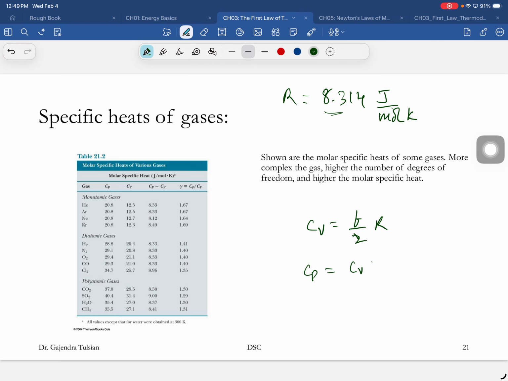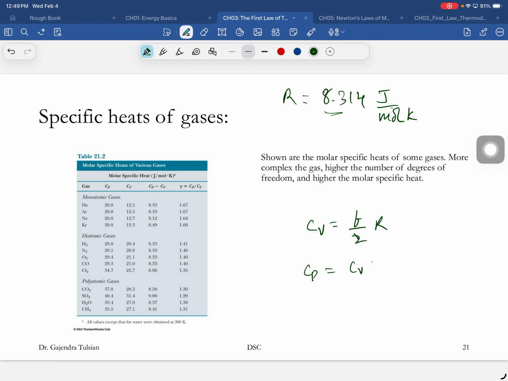What does this mean? This means if you took the gas and tried to heat it at constant volume, let's say you took 1 mole of gas and tried to raise its temperature by 1 degree Kelvin, at these temperatures all you need is 3/2 R amount of heat.